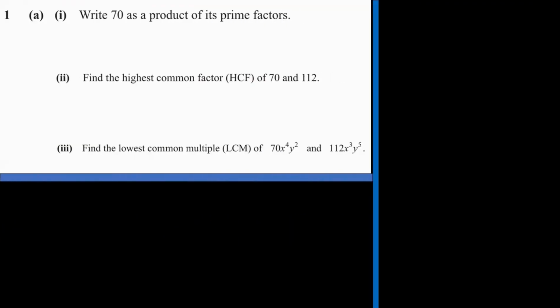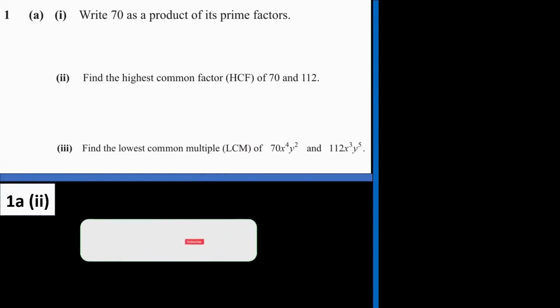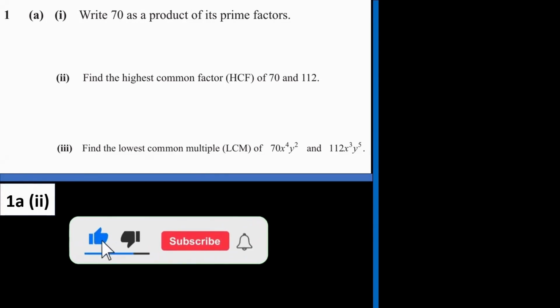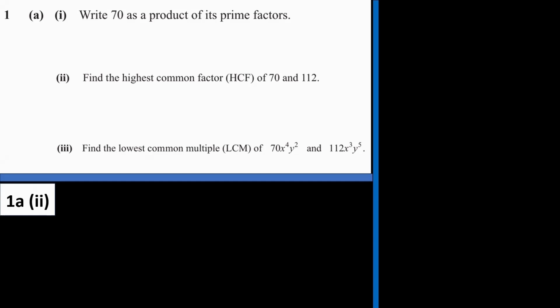We move on to the next question, and that's question number 1(a)(ii). Here we are required to find the highest common factor, or the HCF, of 70 and 112. So again, we are going to look at 112. Remember, we've been able to break 70 into prime factors. We re-expressed 70 as a product of prime factors. We are going to do so for 112.